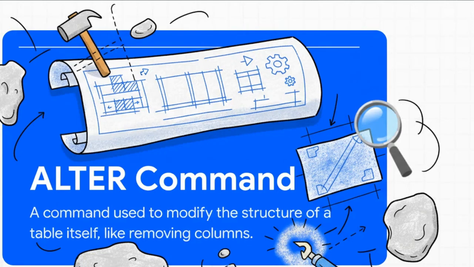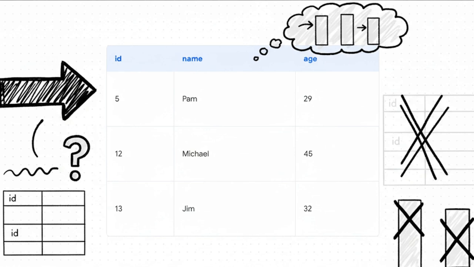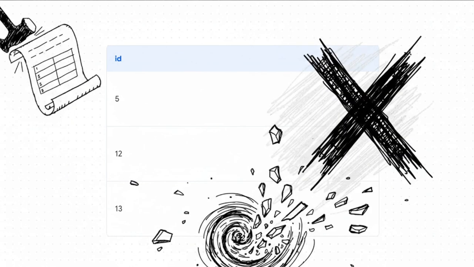But what if we need to change the blueprint itself? That's where the alter command comes in. And this isn't just chipping away at the clay, this is fundamentally reshaping the entire structure. So let's take our emp2 table. Right now, it's got 3 columns, ID, name, and age. This is its original design. But what if we decide this design is no longer useful? What if we want to simplify it drastically? And boom, with the alter command, we've permanently removed the name and age columns. The blueprint has been changed. Any data that was in those columns is gone forever, and the table's very structure is now different. This is a much more permanent kind of change.